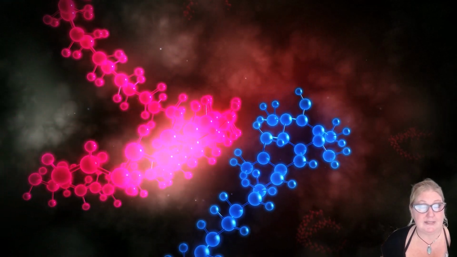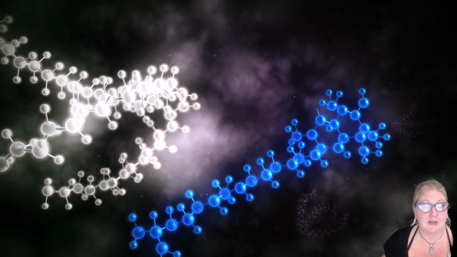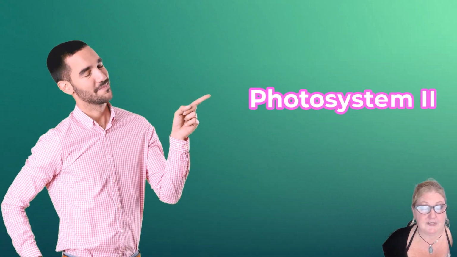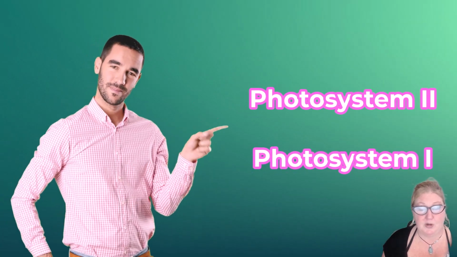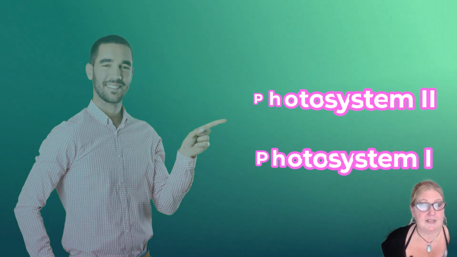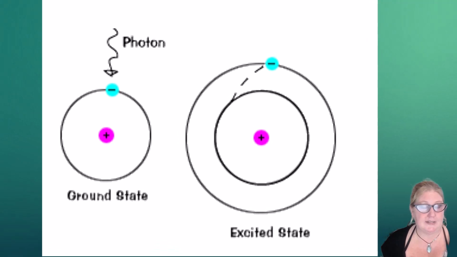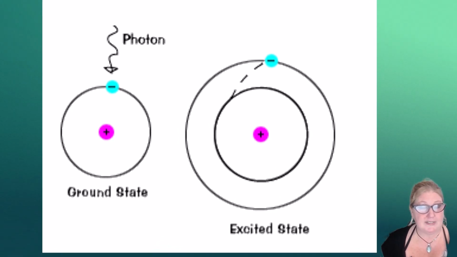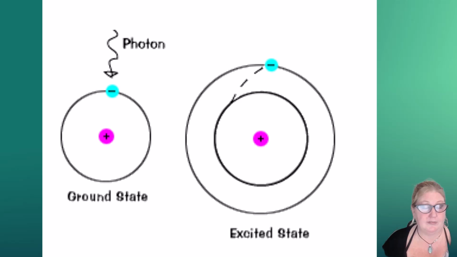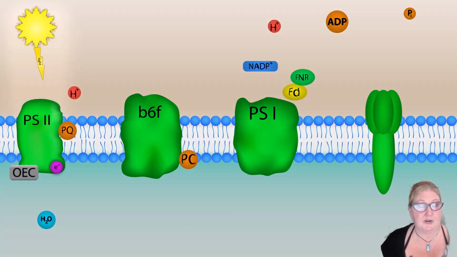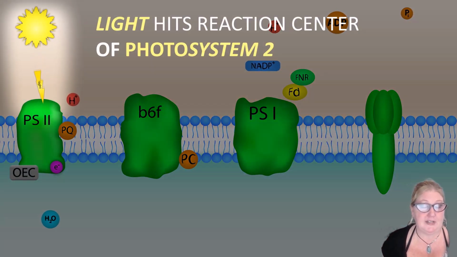The actual step that converts light energy into chemical energy takes place in a multi-protein complex called a photosystem. 2 types of photosystems are found embedded in the thylakoid membrane. These are photosystem 2 and photosystem 1. Light energy is converted into an excited electron. The reaction center contains a pair of chlorophyll A molecules that undergo oxidation upon excitation.